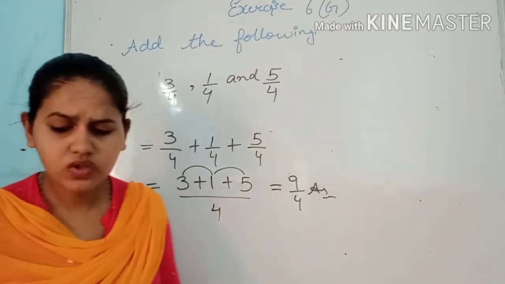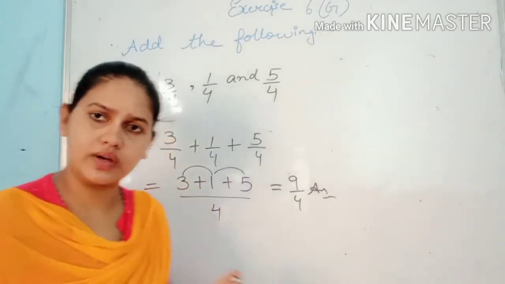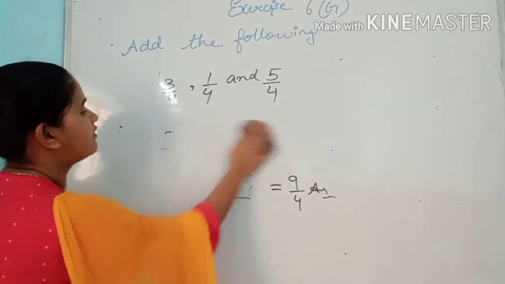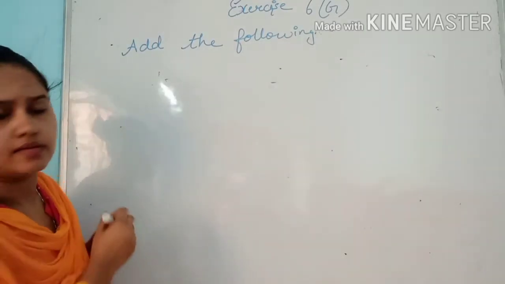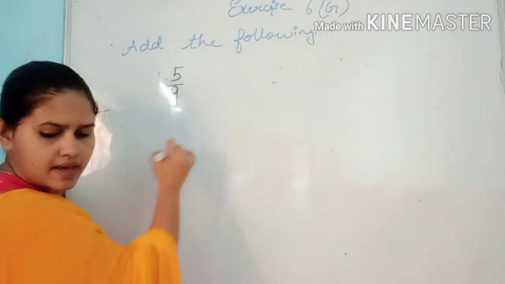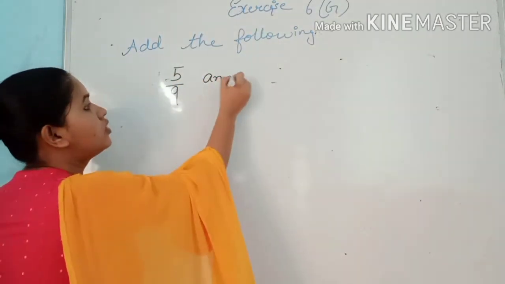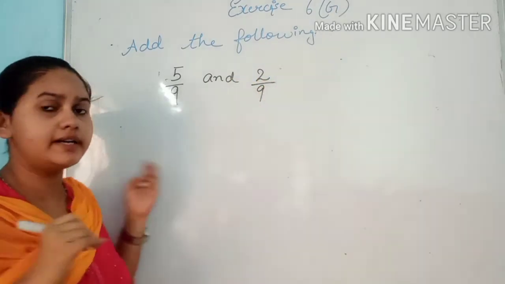Okay. So next one, 5 by 9 and 2 by 9. This one is easy for us because these have only 2 digits. The last one is 5 by 9 and 2 by 9. We have this. Now we will convert it.